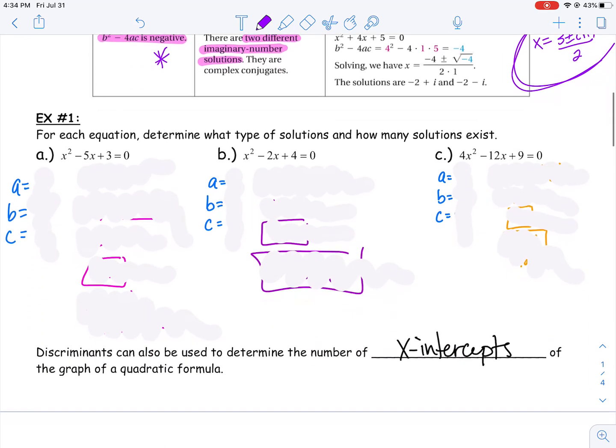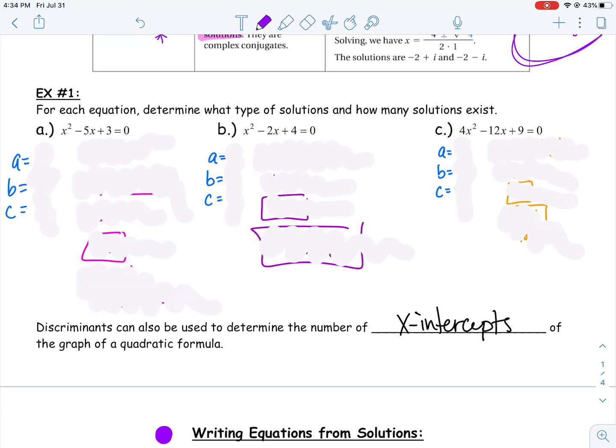Let's do a few. If you look at example number 1, it says for each question or equation, determine what type of solution and how many solutions exist. So we don't actually have to solve the whole entire thing. It doesn't actually ask us what the solutions are. It just wants us to tell how many solutions we're going to have. So let's not factor, let's not complete the square, and let's not even use the whole entire quadratic formula. Let's just look at the part underneath the radical, and that'll tell us how many solutions we would have if we were going to solve it.